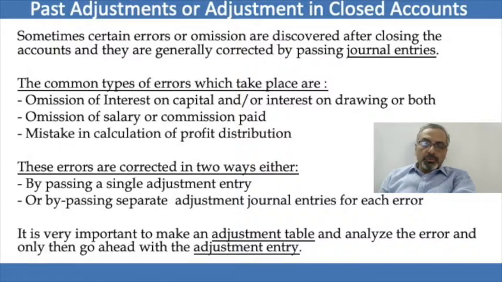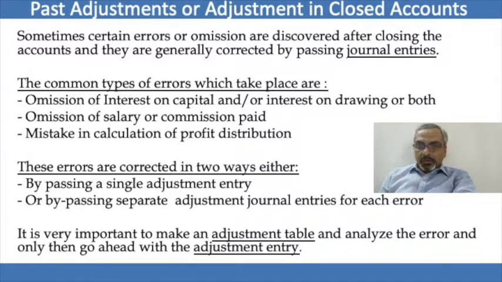Now, first and foremost, we have to understand what the common types of errors are which can take place. These are the errors of omission. There can be omission of interest on capital, omission of interest on drawing, omission of both, omission of salary, omission of commission, and there can be mistakes in calculation of the distribution of profit.